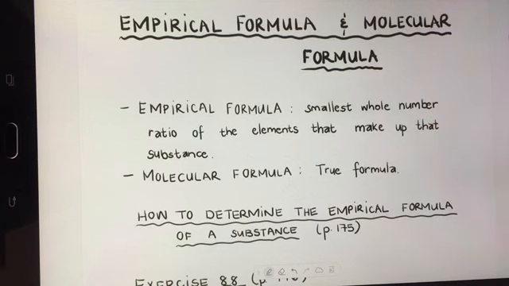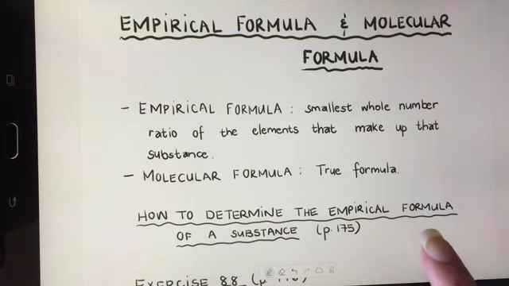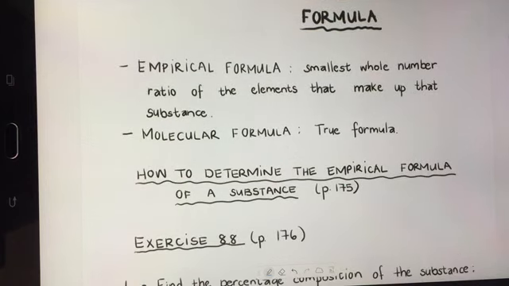We did this last year as well, so hopefully you can still remember how this works, but let's take a look at it. Empirical formula is the smallest whole number ratio of the elements that make up a substance, and molecular formula is the true formula for that substance. Now, if you look on page 175 of your textbook, you'll see it says how to determine the empirical formula of a substance. So what I suggest you do is go work through that step by step and then attempt exercise 8.8 on your own.